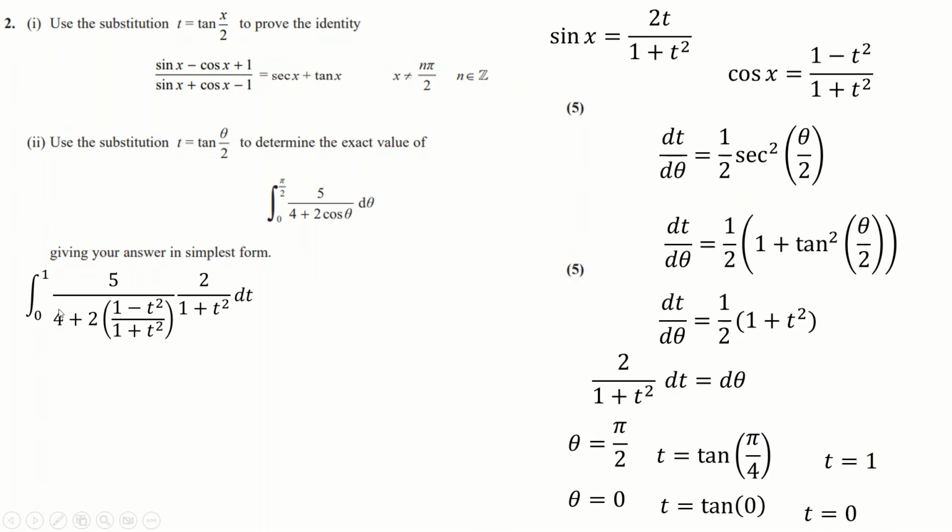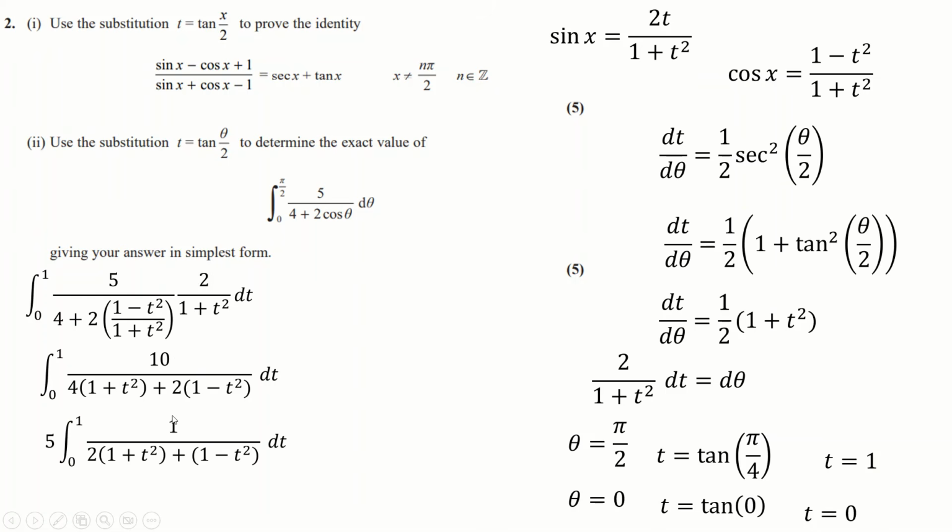That I can write as 4 into 1 plus t squared all over 1 plus t squared, which will mean I can cancel that 1 plus t squared with this one. And so I can just have 4 into 1 plus t squared plus 2 into 1 minus t squared. That's cancelled with this, and then 5 times 2 is 10. And this looks doable. Just expand out the denominator. Apparently I've cancelled out these 2 first and moved the 5 outside.